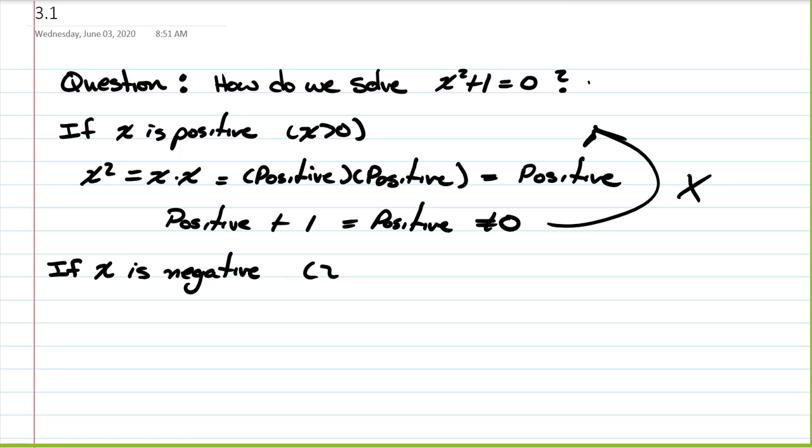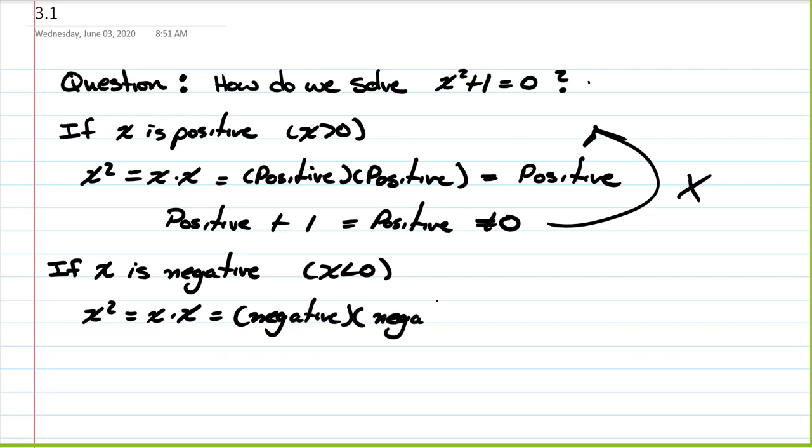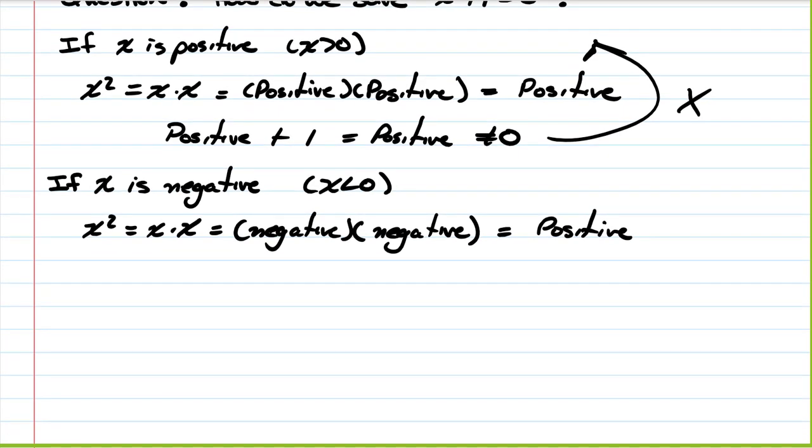If x is a negative number, it's less than 0, we still have x squared, which would be x times x, but this time it would be a negative times a negative. But once again, a negative times a negative would yield a positive product. And we're going to have the same issue that we had before. If we have x squared as positive, a positive number plus 1 is still positive, which can't be the number 0. So this is also not a solution.